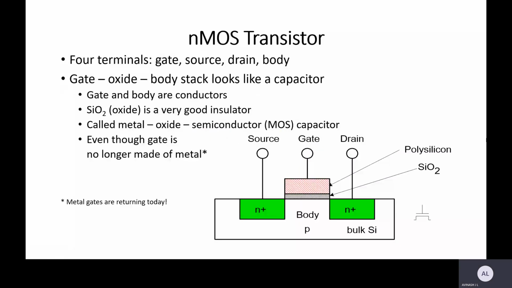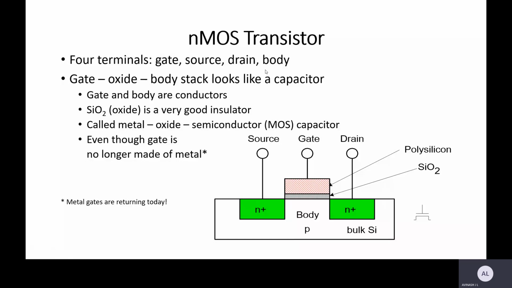Okay, so that is about the PN junction type. So now we'll go to the NMOS transistor. You can see the diagram of the NMOS transistor. The NMOS transistor has 4 terminals: gate, source, drain, and the body. So these are the 4 terminals in an NMOS transistor that you need to be very clear about.